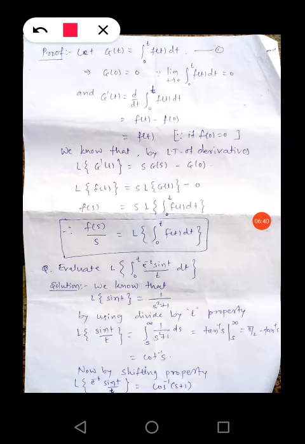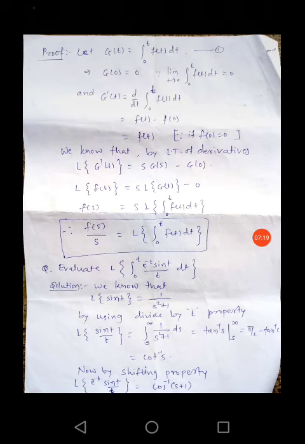Now let g of t be equal to integral 0 to t f of t dt. So g of t is nothing but the function of t, which is the integral 0 to t f of t dt. Let me call this equation 1. Clearly g of 0 is equal to 0, because as t tends to 0, the integral 0 to t f of t dt becomes 0. Here the lower limit is 0, and when t tends to 0, the upper limit will also be 0. When the limits of the integral coincide, then the value of the integral is 0, that we have studied in previous years.